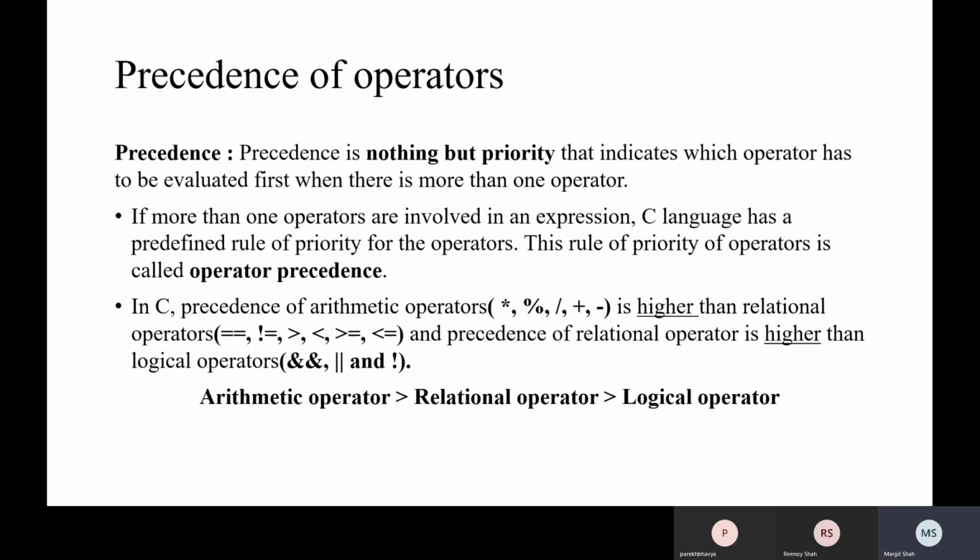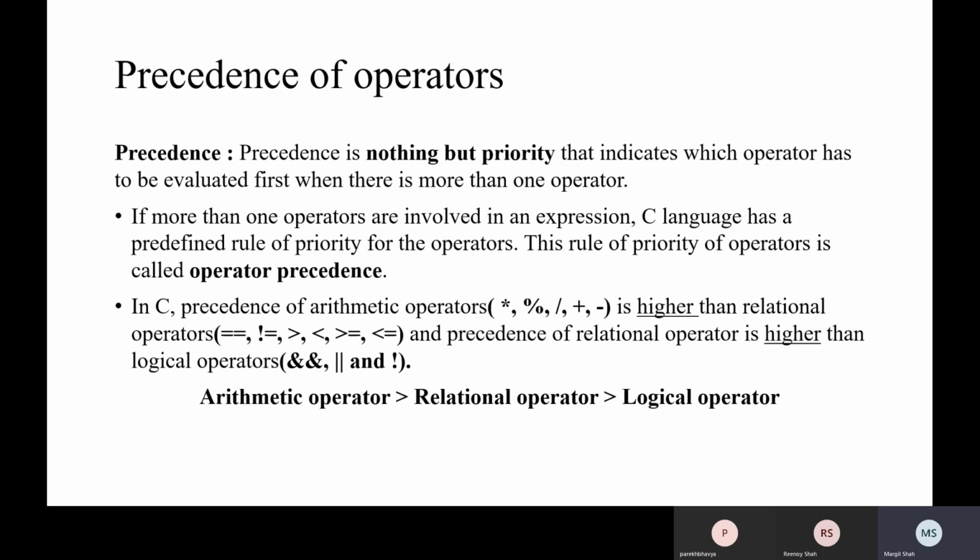So precedence is nothing but priority that indicates which operators have to be evaluated first when there is more than one operator. If more than one operator is involved in an expression, the C language has a predefined rule of priority for the operators. This rule of priority of operators is called the operator precedence.